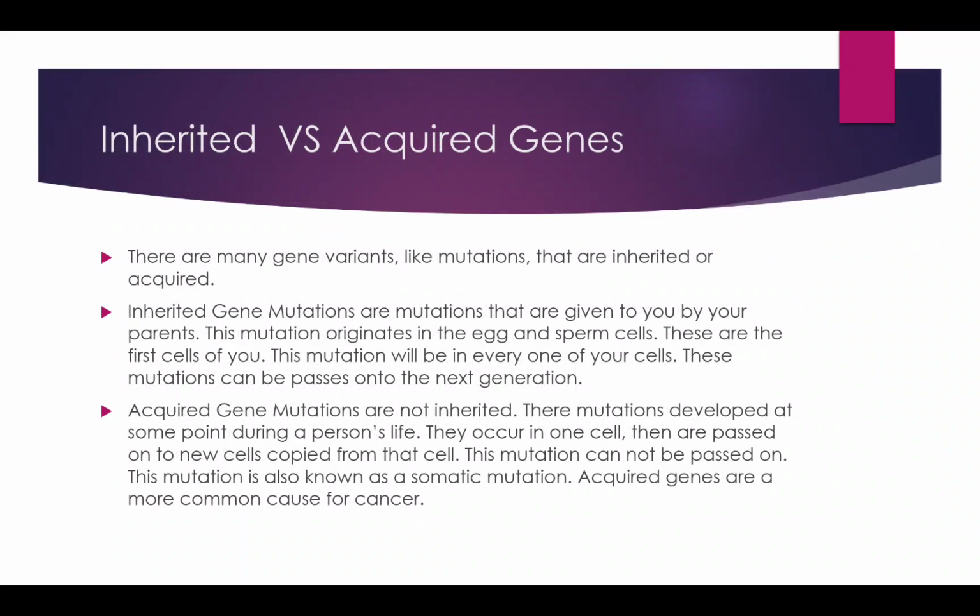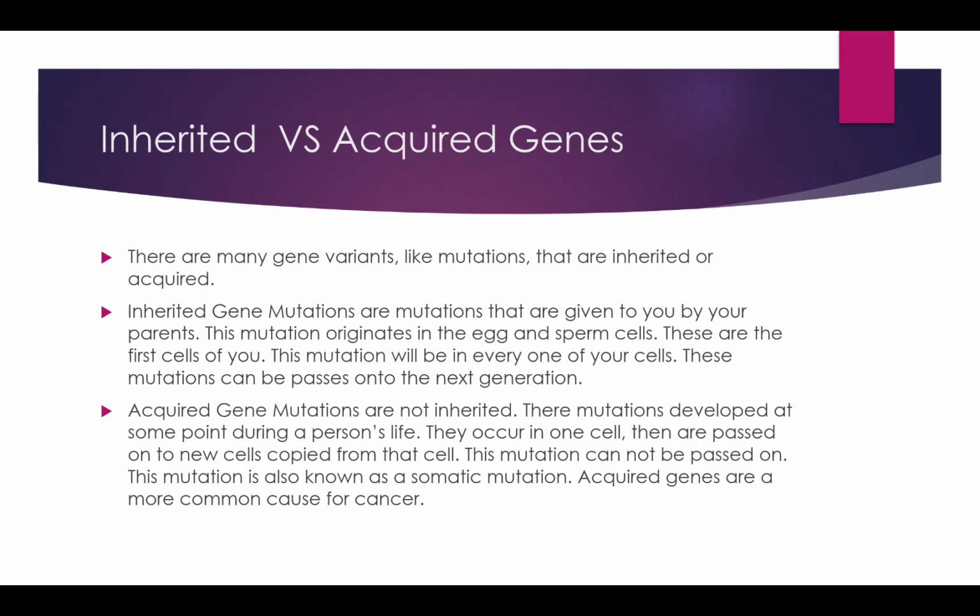Inherited genes are given to you by your parents. They're also known as germline mutations. They are the first you. It is in every one of your cells. These will be passed on.